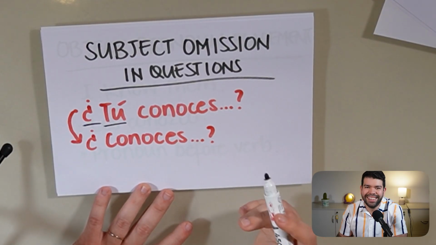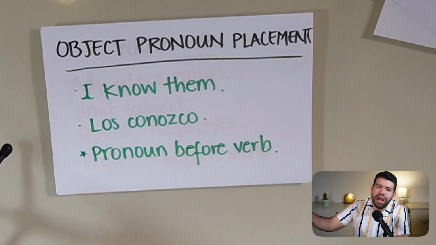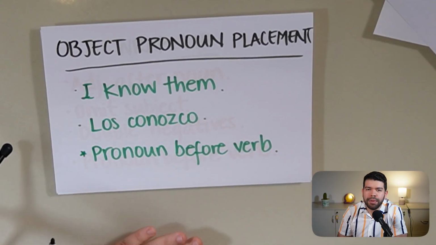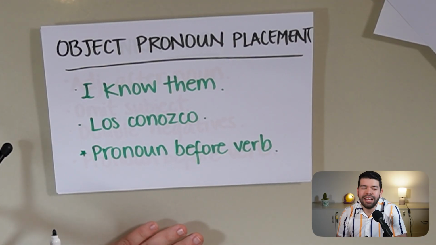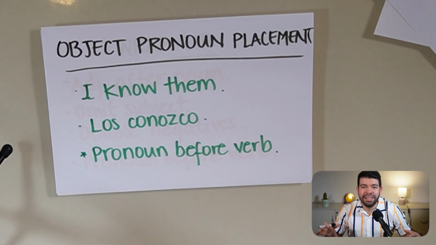Don't forget it. Now, the time has come. We know about adjective placement, subject omission, double negative, and auxiliary verbs. We only have one left. We have one more big difference in the sentence structure between English and Spanish. Number 5 is the placement of the object pronoun.